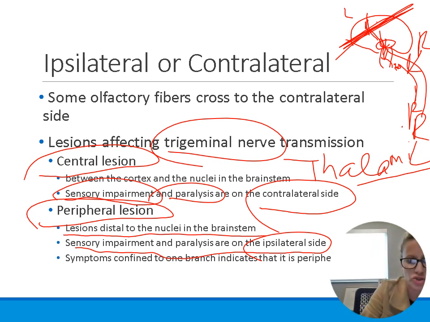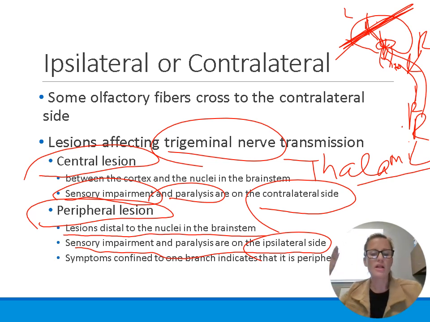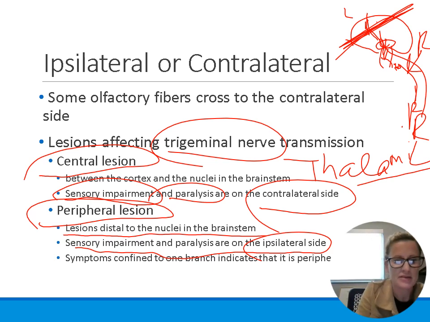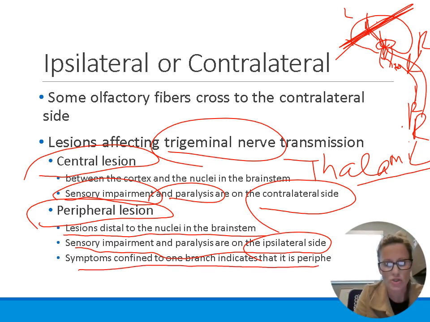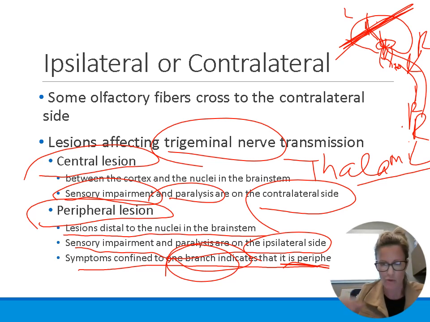So for example, trigeminal neuralgia, right? Trigeminal neuralgia is a disorder that affects the actual trigeminal nerve itself. So symptoms are ipsilateral. If it's the right trigeminal nerve, then it's the right side of the face where the symptoms are. If symptoms are confined to only one branch of the trigeminal nerve, that tells us that it is a peripheral nerve lesion, or a peripheral lesion.